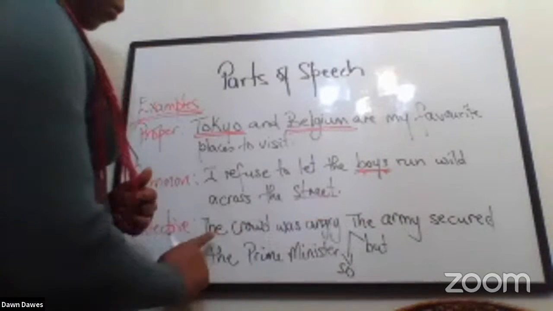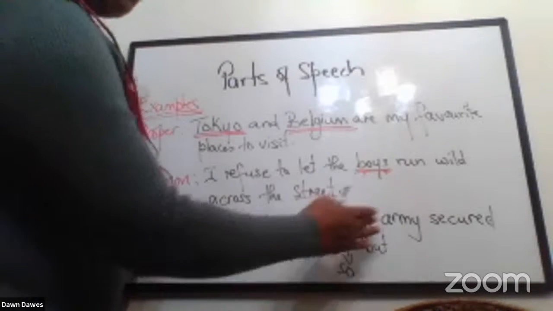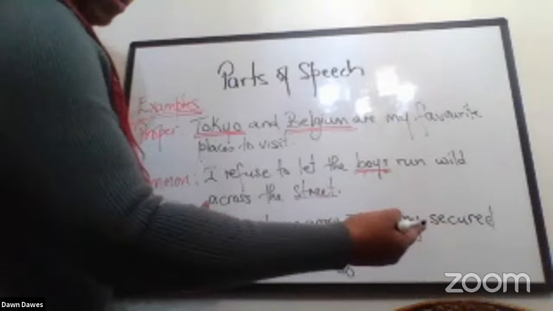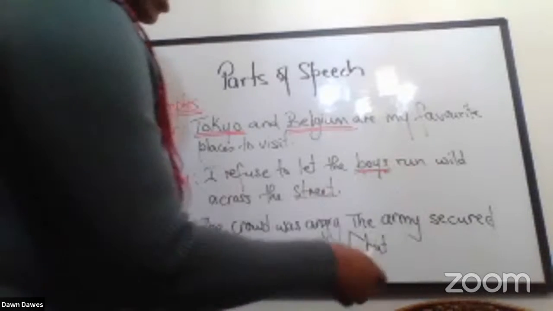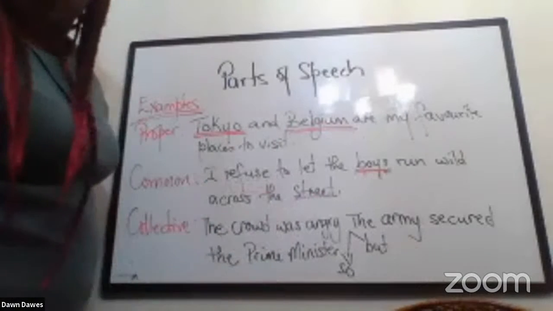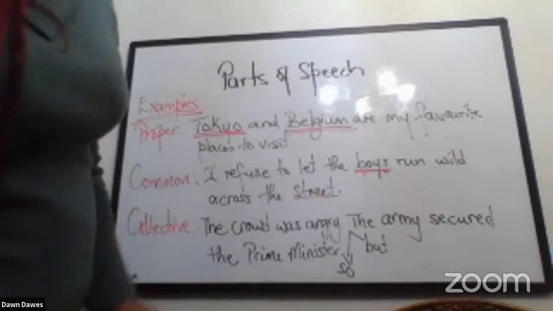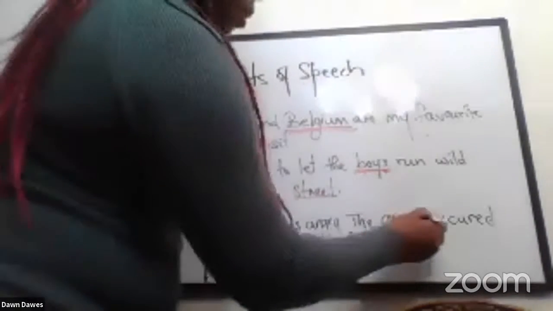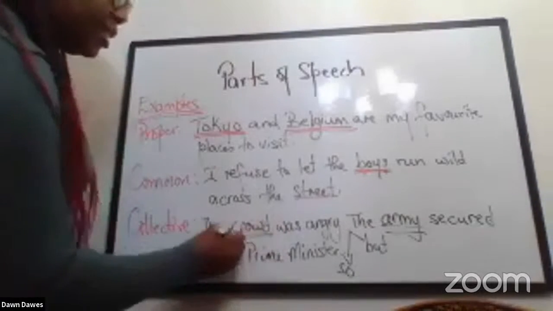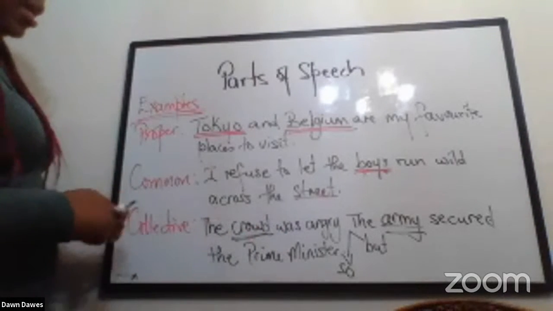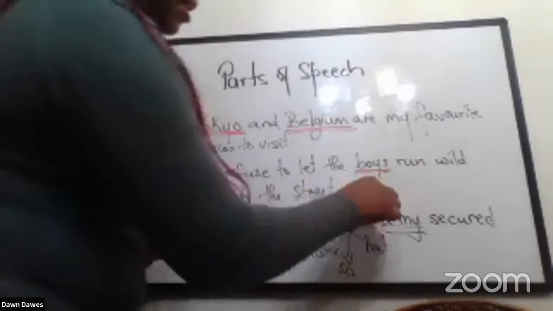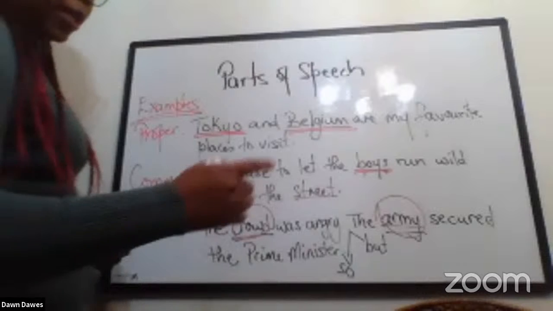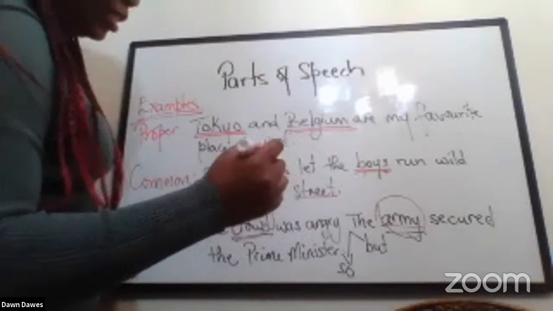So we reread: the crowd was angry, but the army secured the prime minister. Because they were angry, the army had to come in and secure the prime minister. Anyway, we're going to look at that some other time. Now we're just focusing on crowd, army. And we have established that these are what? These are collective nouns. You know, after I left school, this was when I learned this one.